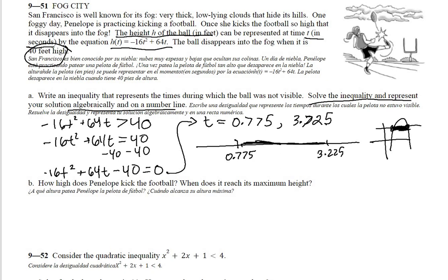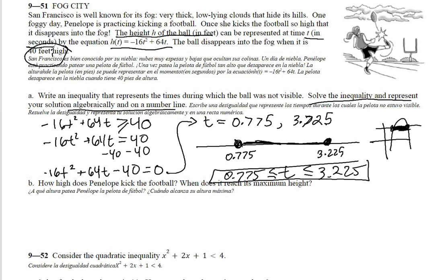Now, I am invisible every time I am 40 feet works. So my inequality should have the equal sign in it. So this should be my answer. 0.775 is less than or equal to t, which is less than or equal to 3.225. That's the answer.